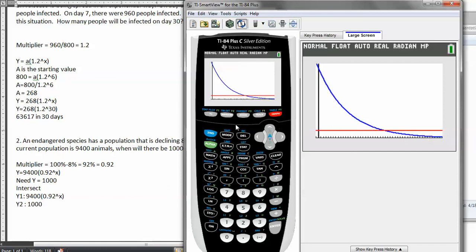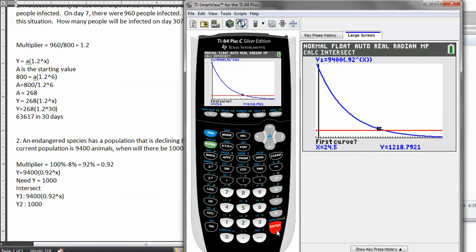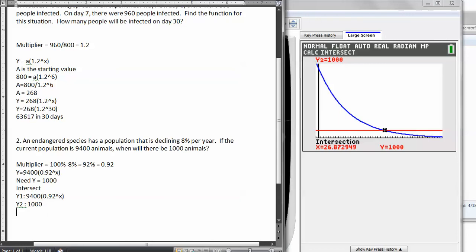Calculator has a built-in program, intersect, on the calculate menu. Second trace, it gets to calculate number 5 right here. Once you select that, hit enter 3 times. The intersection is reported as 26.87 years. We'll call it 26.9 years.